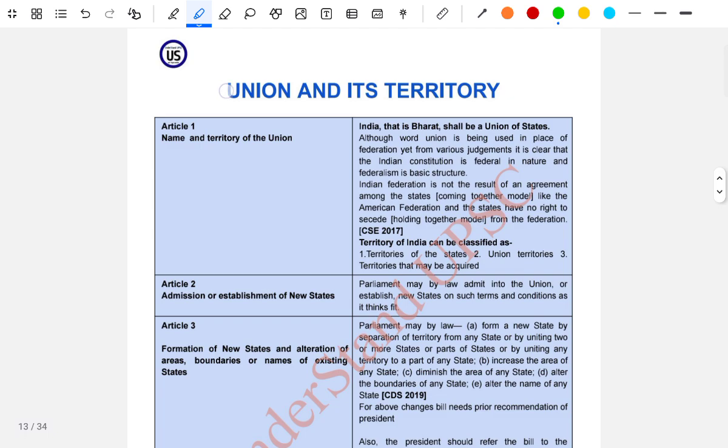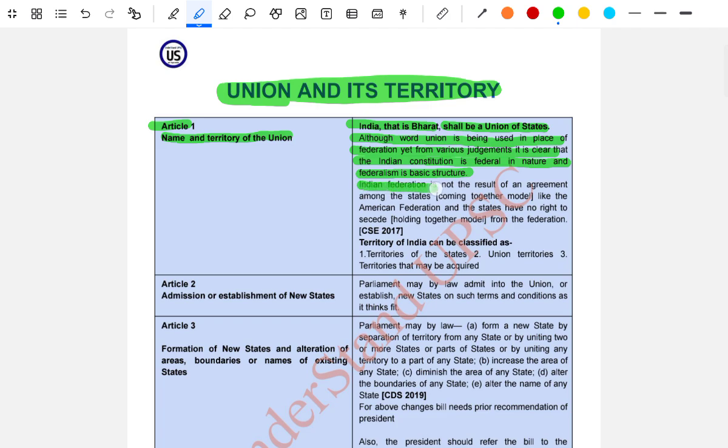The Union and its territory. Article 1: Name and territory of the Union. India, that is Bharat, shall be a Union of States. Although the word Union has been used in place of Federation, yet from various judgments it is clear that the Indian constitution is federal in nature and federalism is a basic structure.